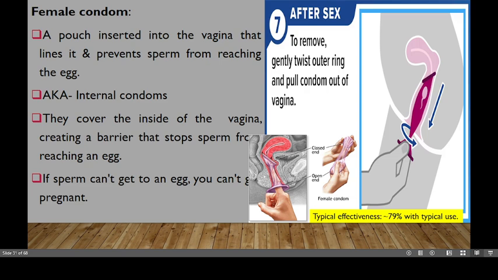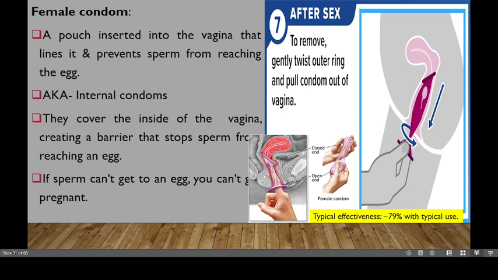Next, we have the female condom. Of course, this is less effective compared to the male, right? It's about 79%. This is a pouch inserted into the birth canal that lines it and prevents sperm from reaching the ovum.